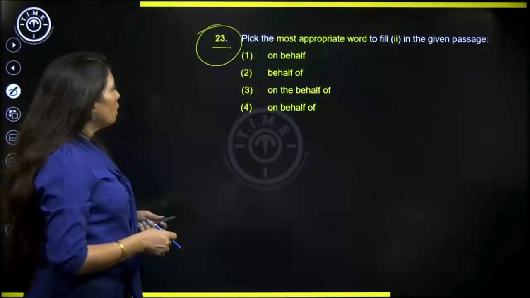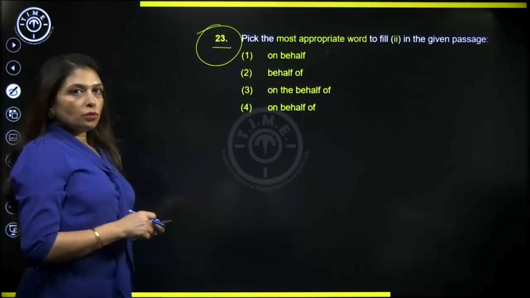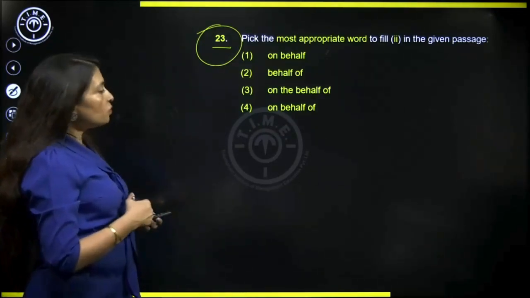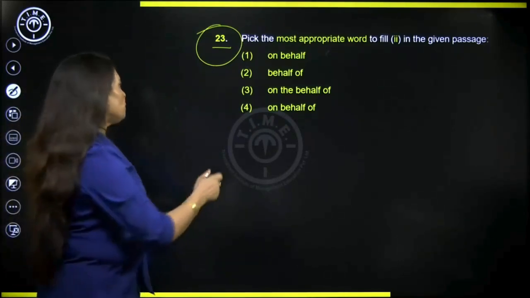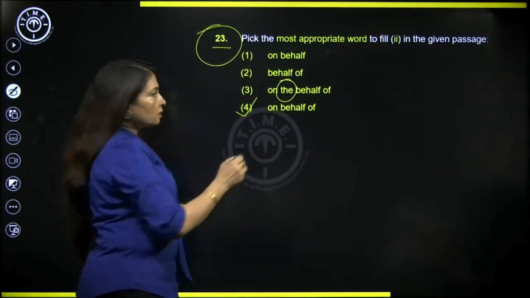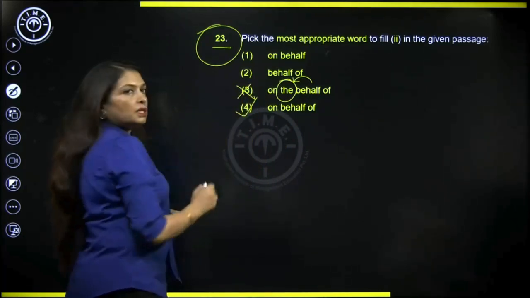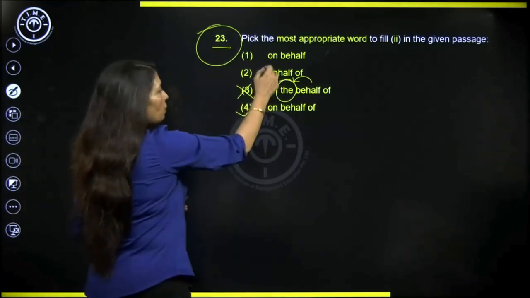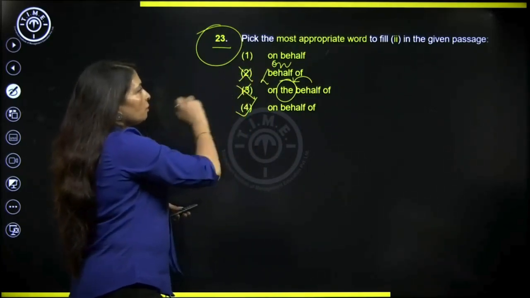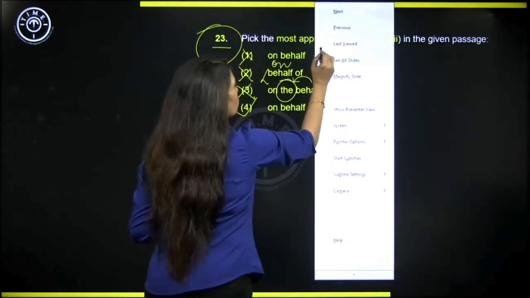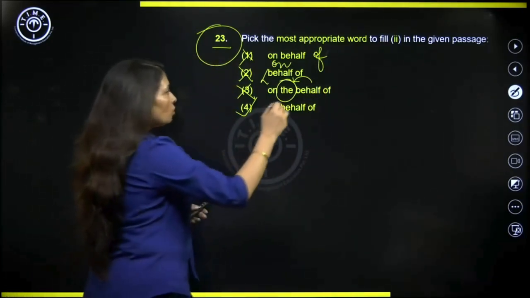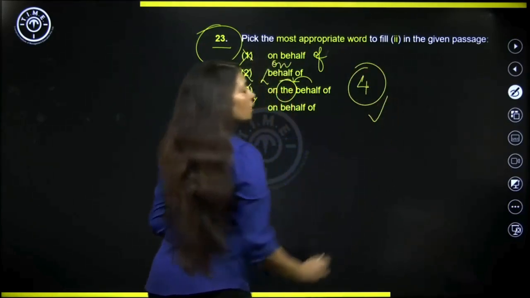Demands were made on behalf India. Demands were made behalf of India. Demands were made on the behalf of India, or demands were made on behalf of India. The correct expression is on behalf of. We do not insert the definite article before behalf, which is what makes 3 incorrect. We need the preposition on before behalf, which is missing in 2, and in the first one, behalf needs to be followed by of, which is missing in 1. So, what's the answer? On behalf of in option 4.